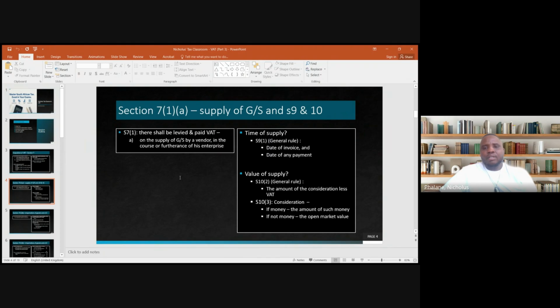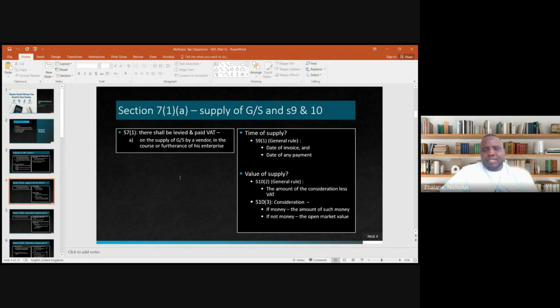So we are saying then the value of supply would be what? The amount of the consideration less VAT. That is the value of supply, right? So value is consideration less VAT. Remember, consideration is defined. We've looked at the definition in the previous session. So you would go to that definition so that you know which amount you have to choose in an assessment if you are given different amounts. But if you are given just one amount and it's inclusive of VAT, then you take that amount, you less VAT, then you have your value of supply, right?